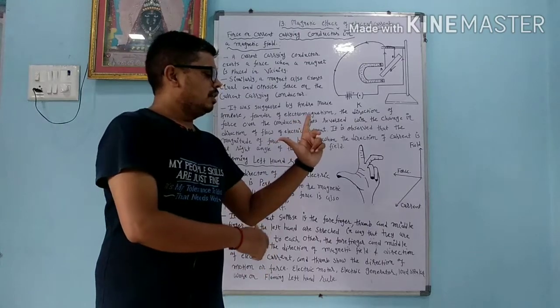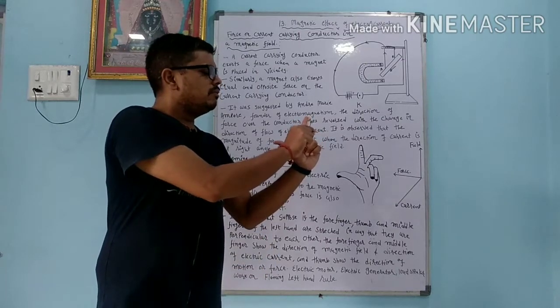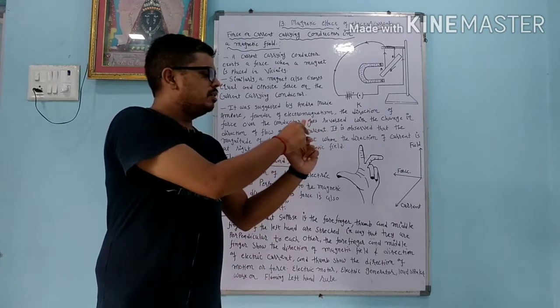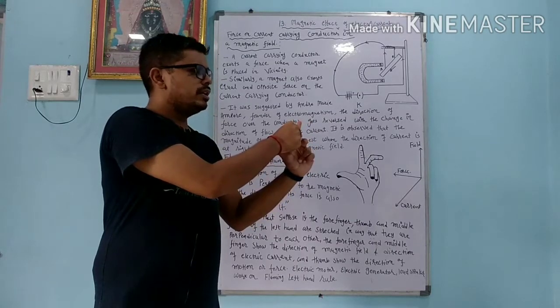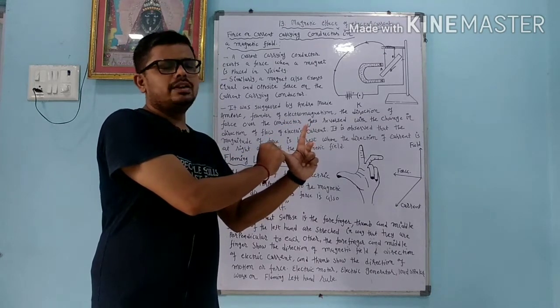So again I will tell you, the middle finger shows the direction of electric current, the forefinger shows the direction of magnetic field, and the thumb shows the direction of force.